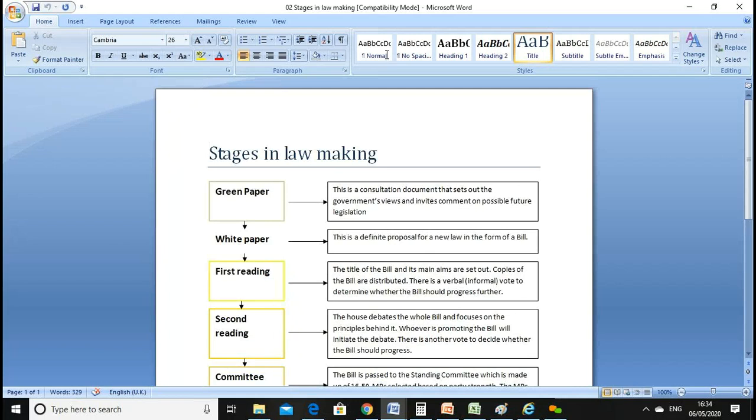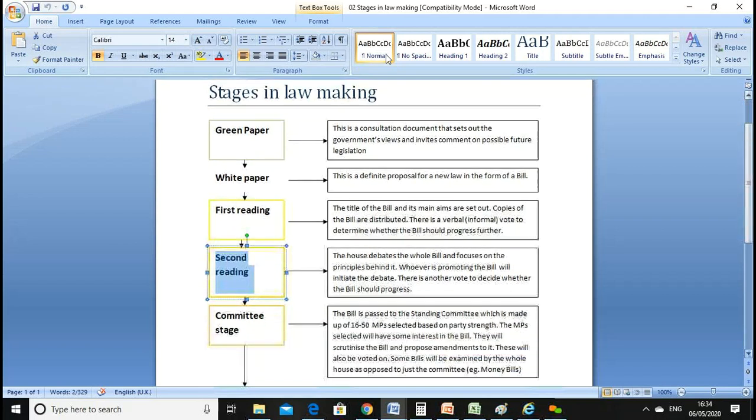Can you see my screen? Yes, the bill. We can say first a green paper, then it becomes a white paper. Then we have a first reading, then a second reading, in the different houses.